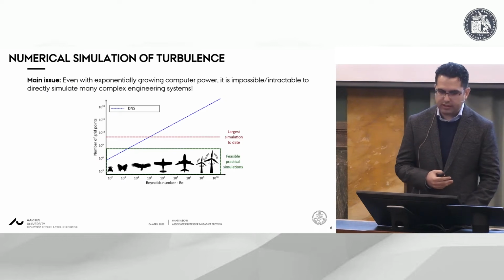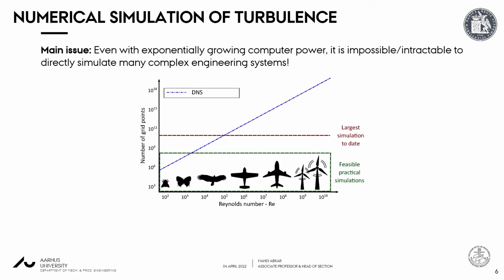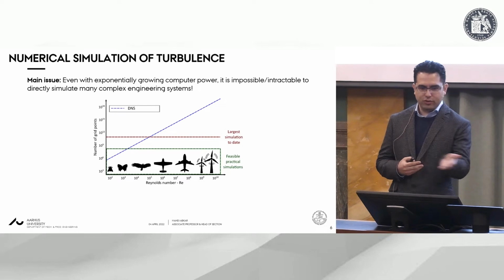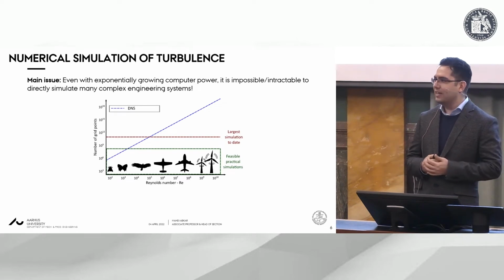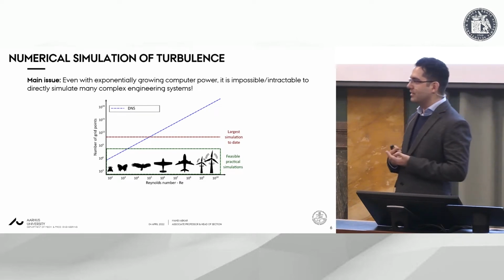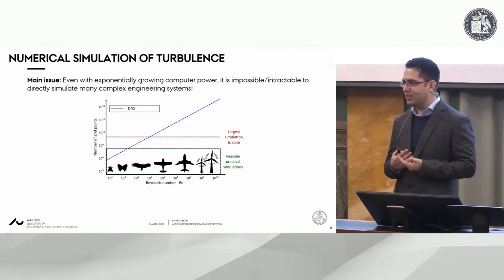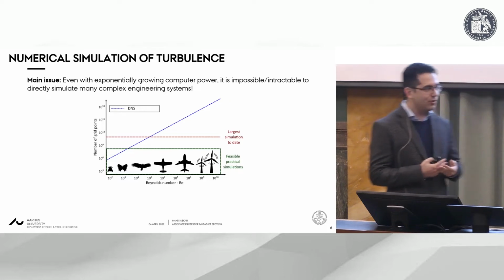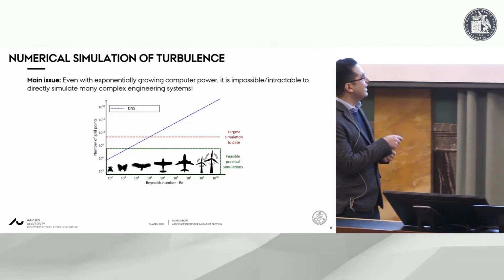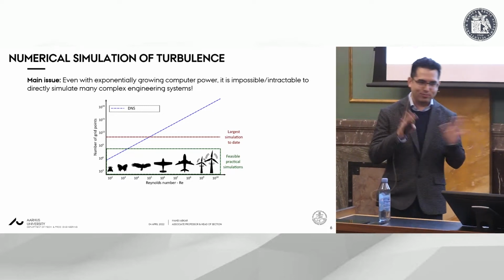But what is the challenge? The main issue is that, even if we consider the exponential growth of computing power, it would be impossible to solve many of these problems in a direct and exact way. Here I show a plot of the current status of numerical simulation in the field of fluid mechanics. On the x-axis, we have the Reynolds number, so don't worry about that.